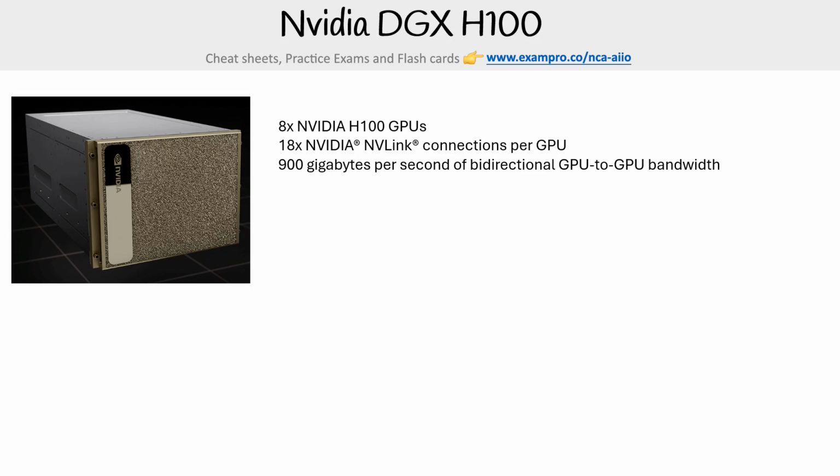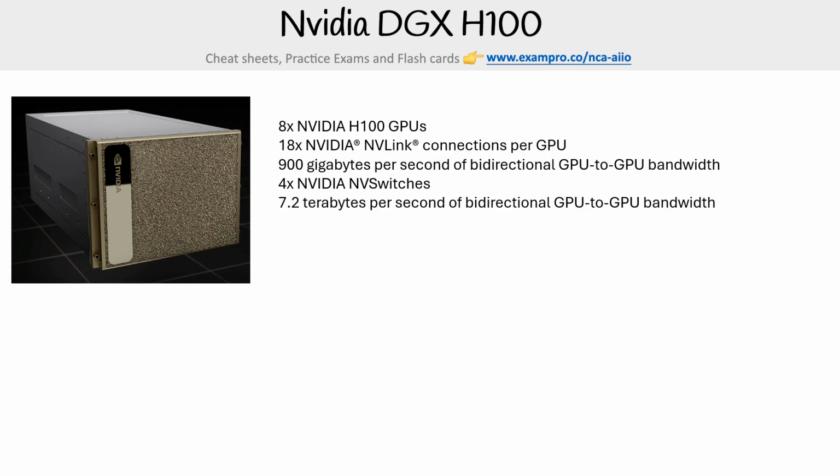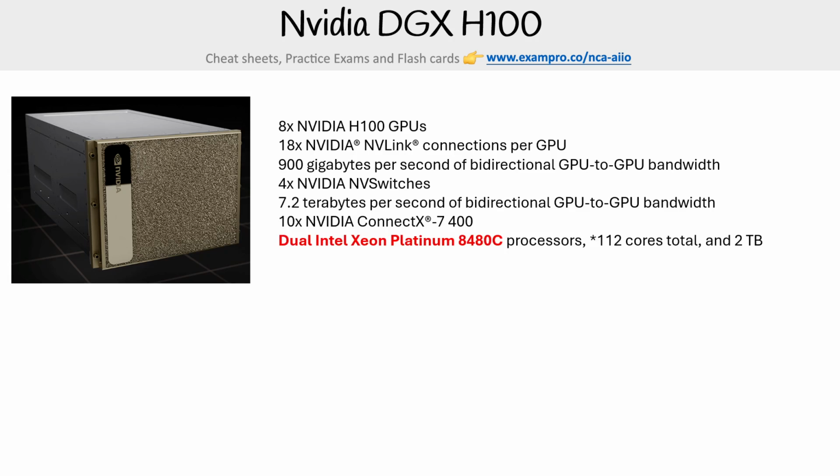You remember there's 2 types of H100s, because if it's 900 gigabytes per second, I think we saw that earlier in the data sheet. It has 4 NVIDIA NVSwitches. We have 7.2 terabytes per second of bidirectional GPU to GPU bandwidth with 10 ConnectX-7s. And they have dual Intel Xeon Platinum 8480C processors with 112 cores total and 2 terabytes.